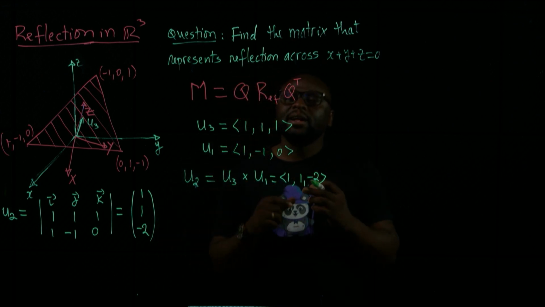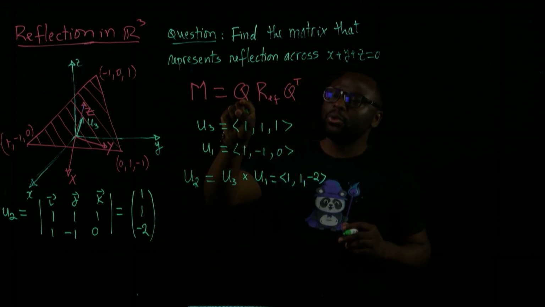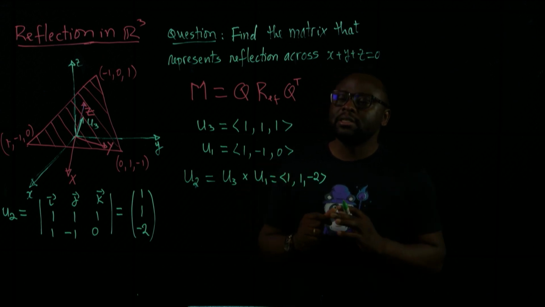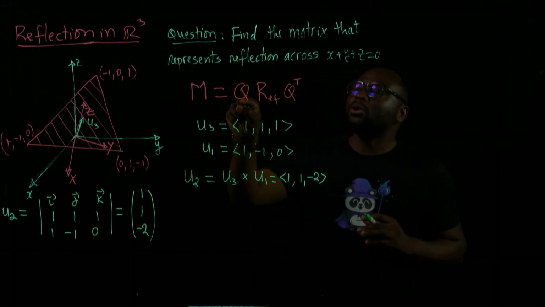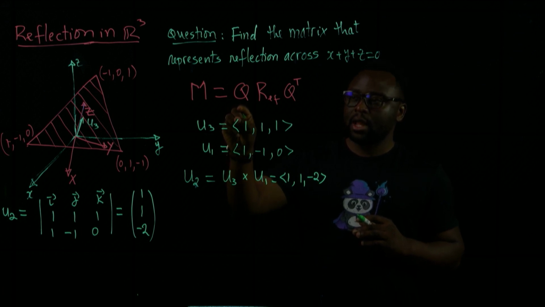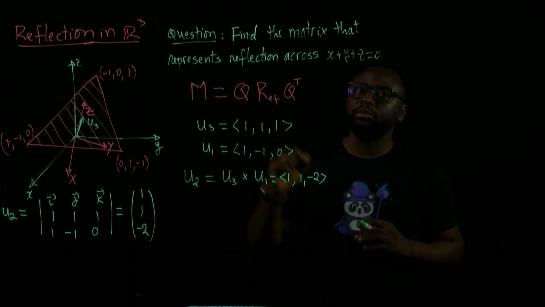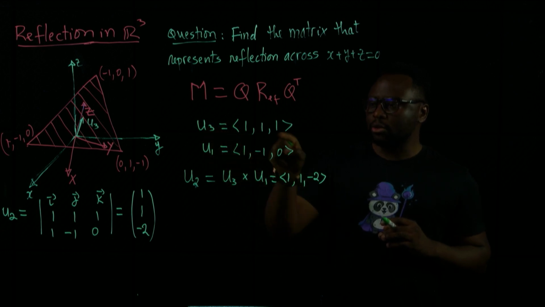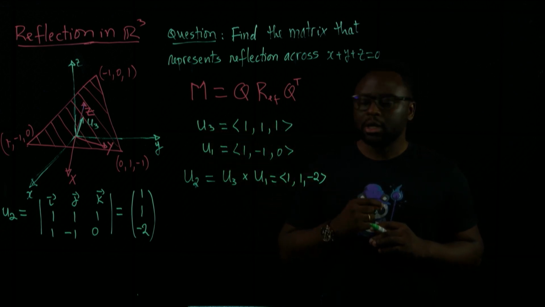So remember that we are looking for this orthogonal matrix. We want to build this orthogonal matrix Q. And the property of the orthogonal matrix is that the vectors forming the orthogonal matrix should be mutually orthogonal, and the norm of these vectors should be 1. So if you look at this U1, U2, and U3, if you look at the norm, it's not 1.